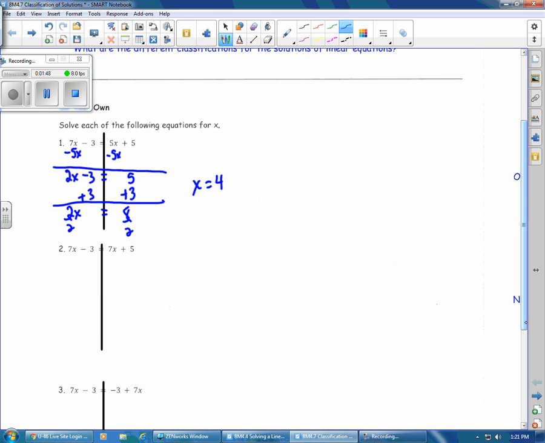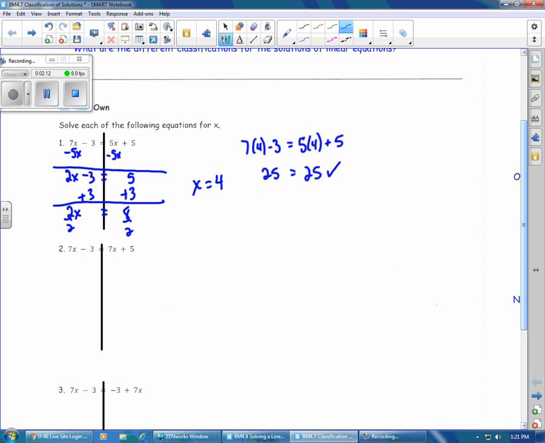The next equation. You know what, I should actually take that 4 and check it to make sure I did that right. So 7 times 4 minus 3 equals 5 times 4 plus 5. 7 times 4 is 28 minus 3 is going to be 25. 5 times 4 is 20 plus 5 is 25. So I know my solution is good.